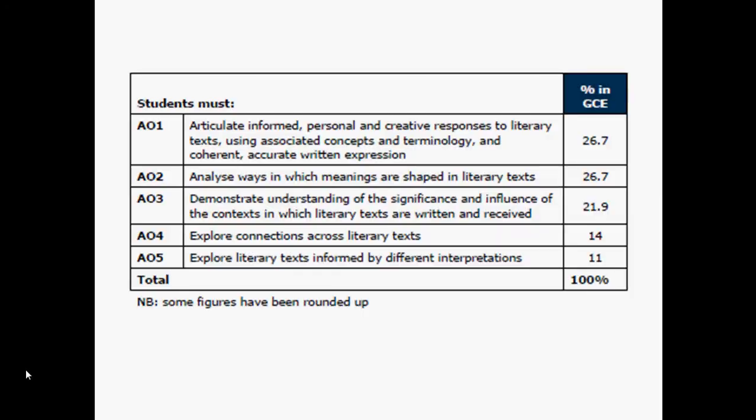So what are they? Well, AO1 is your ability to write a sophisticated essay using complex terminology. AO2 is your ability to explore how form, structure and language support what you're saying is true. And then AO3 is the ways in which context supports what you're saying is correct as well, in all its various forms.